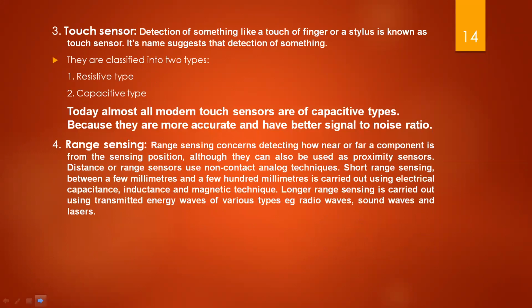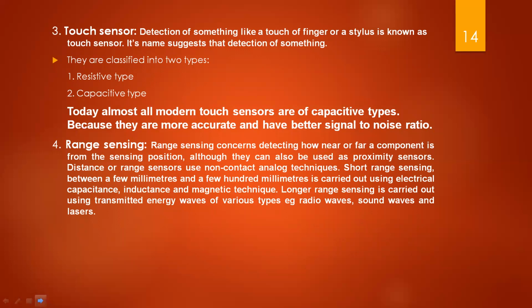Next is touch sensor. Detection of something like a touch of finger or stylus is known as touch sensor. Its name suggests that the detection of something. There are two types, resistive types and capacitive type. Today, almost all modern touch sensors are the capacitive types because they are more accurate and have a better signal to noise ratio.